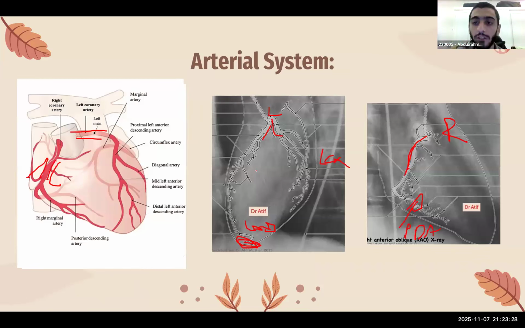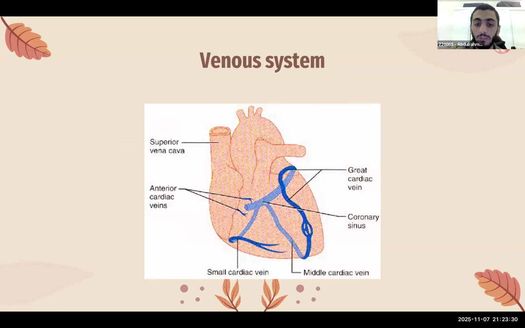All right. Now, on the other hand, you have the venous system. The important thing that you need to know is that there is a great cardiac vein, a middle cardiac vein, and then the small cardiac vein. So they have a nice name: great, middle, and small cardiac vein. And then there are other smaller veins, which are the anterior cardiac veins, and other veins.